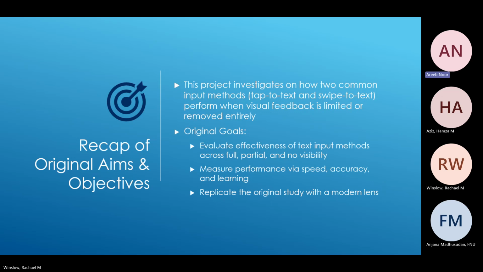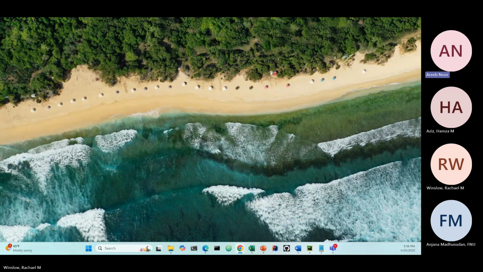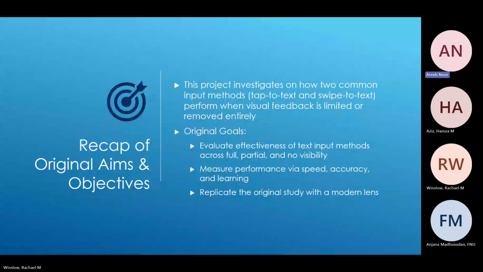Our key objectives were evaluating how effectively each method works under three visibility conditions: full visibility, partial visibility, and no visibility at all, and determining if one method is better than the other for everyday multitasking situations. We also wanted to assess performance based off typing speed, error rate, learnability, and ease of use to see how users adapted to each method.